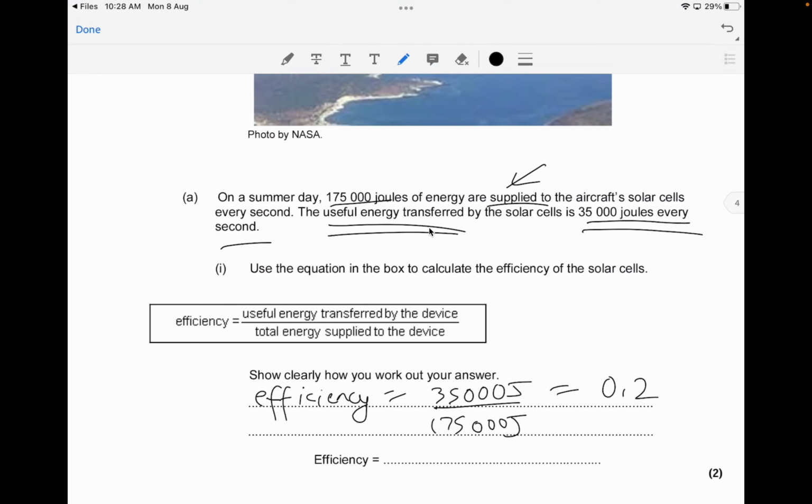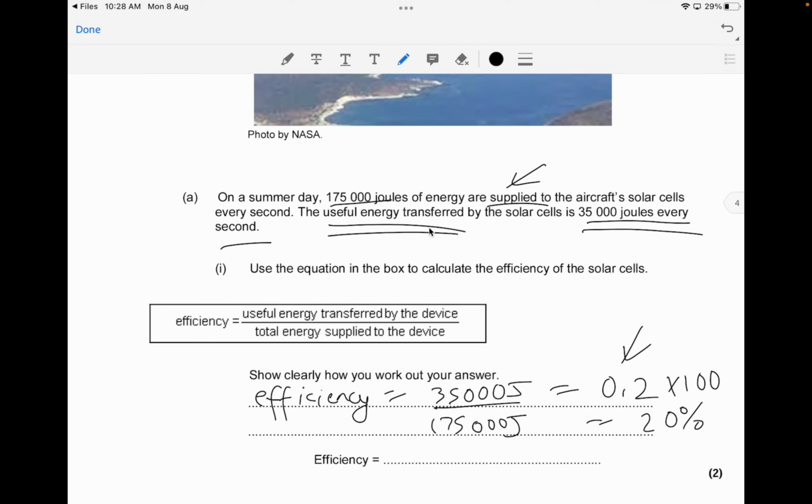Now efficiency, sometimes they might ask you to give efficiency in terms of percentage or in terms of decimal. It doesn't matter what it is. Usually I would give it in the form of a percentage, as I know it is better. So I'm going to times it by 100, so 0.2 times 100 gives us a value of about 20%. But it doesn't matter if you leave it as 0.2.